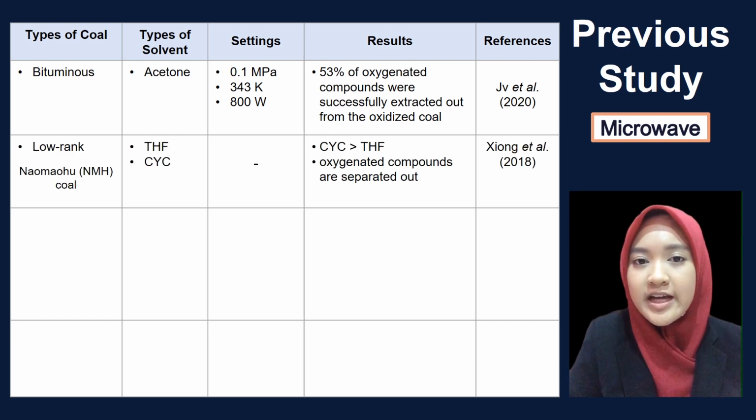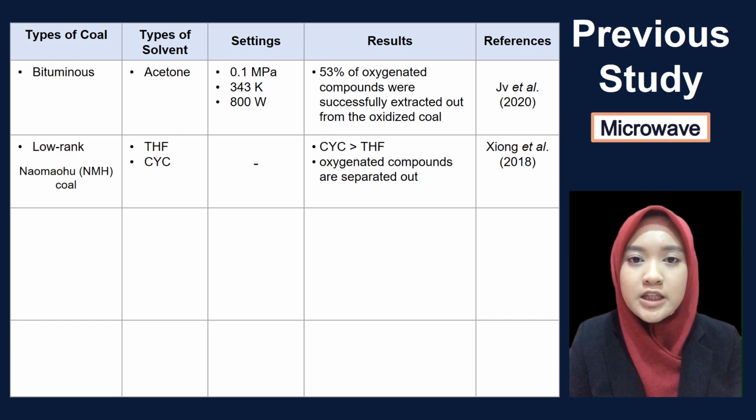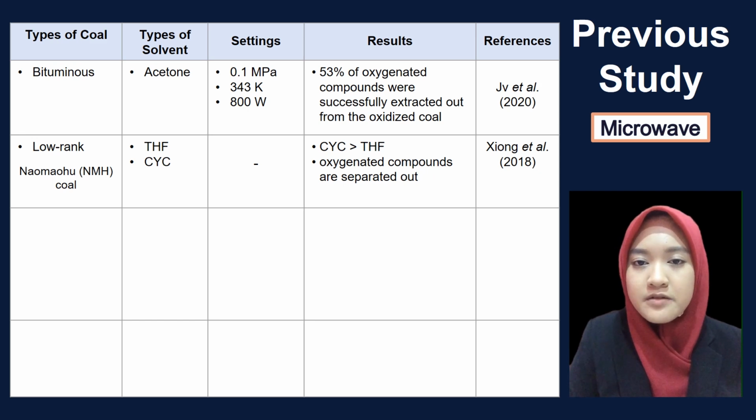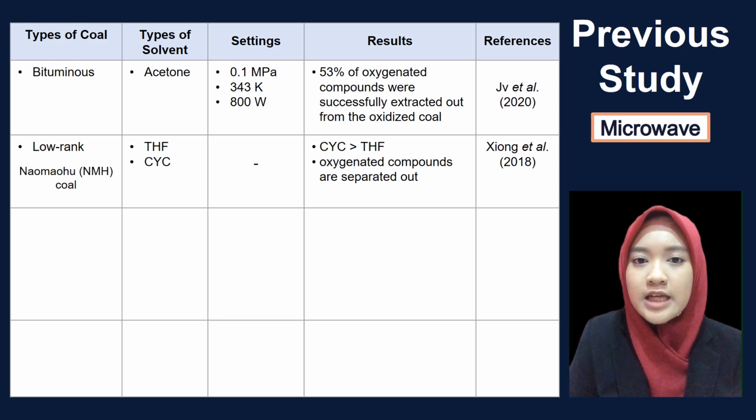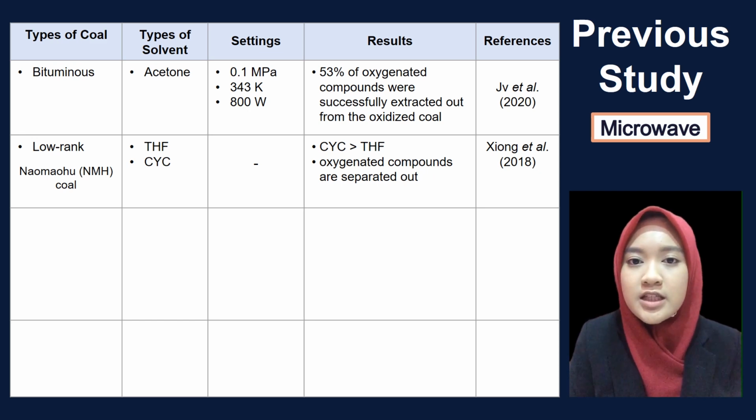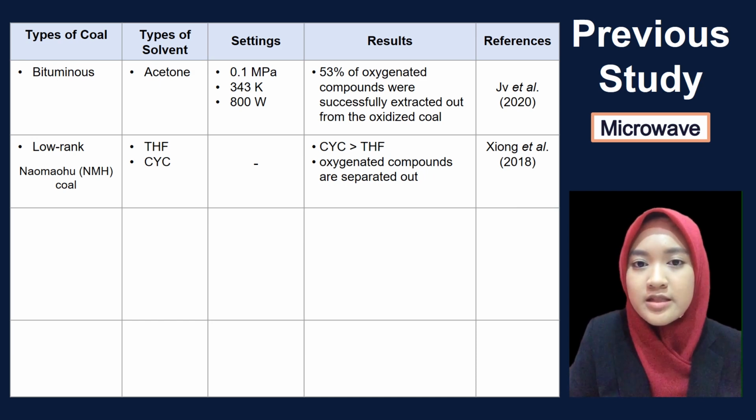In a research by Xiong et al. 2018, the microwave method was used to extract oxygenated compounds, sulfur, alkenes and arenes from low-rank oxidized coal within less than 1 hour by using tetrahydrofuran and cyclohexanone. The researchers found that cyclohexanone is more effective compared to tetrahydrofuran in extracting oxygenated compounds. This is due to the potential of cyclohexanone in penetrating into the macromolecular structure of coal and its synergetic effect with the microwave energy.